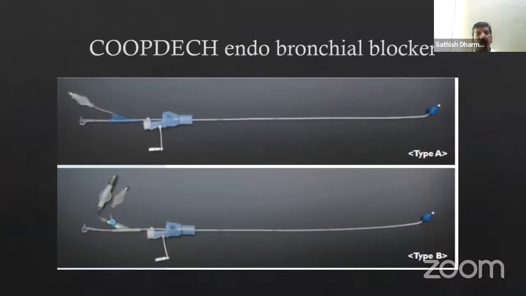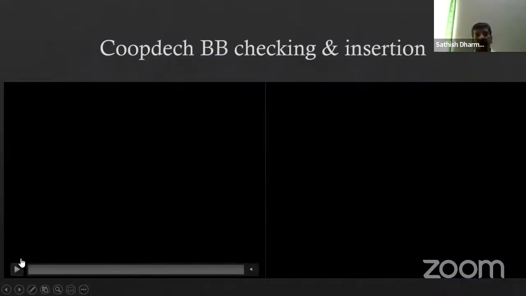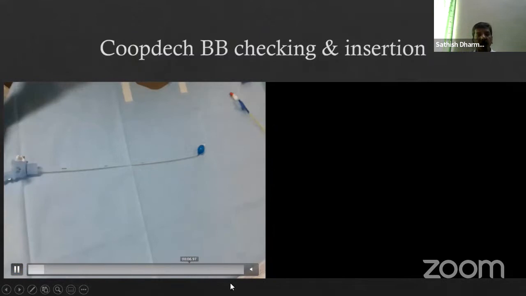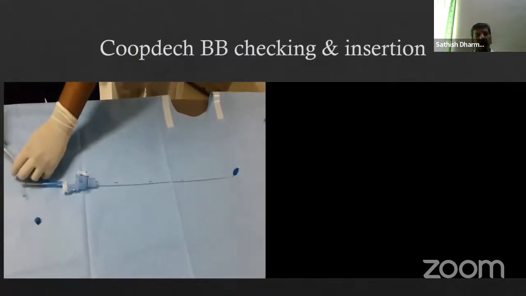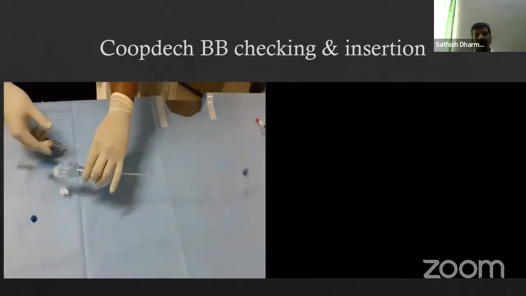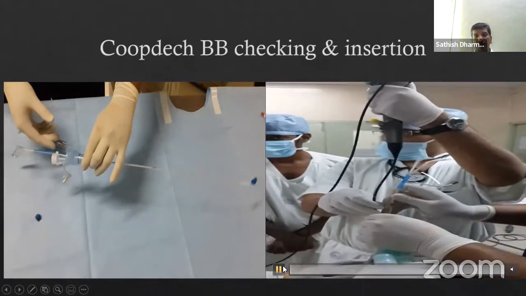Next is the Cohen blocker. It is a torque guided blocker. If you notice, it has a blocker and a multiport connector. Before placing it, it has an angled tip. That is the main mechanism where you can turn it to the right side or the left side. Before positioning, you should confirm the integrity of the blocker. You should inflate and deflate and see the cuff is working. And once it is done, you can place it onto the endotracheal tube system.